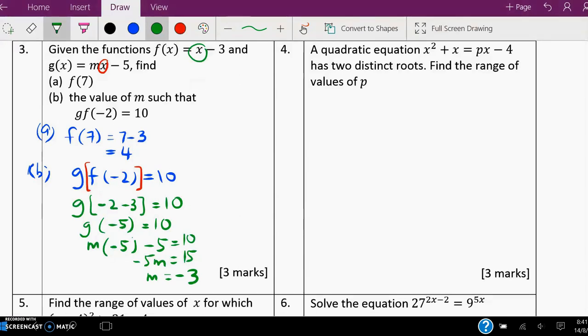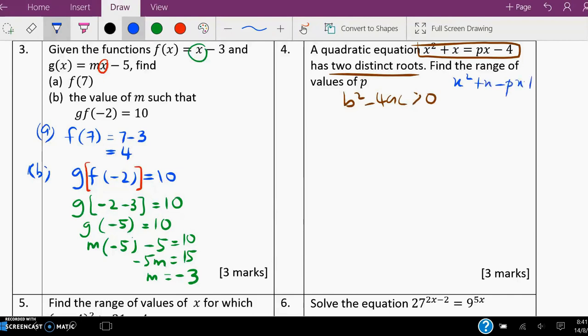Okay, now we continue with question number 4. Let's make it fast. Quadratic equation. When you see quadratic equation and they want this, it signals that b squared minus 4ac is greater than 0. But before we can get into substituting the values of a, b, and c, we must rearrange this equation into becoming a general form. So x squared plus x minus bx plus 4 equals 0.